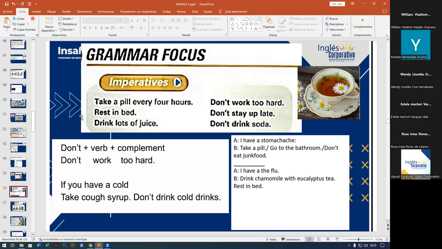Rosa Irma? Perdón, Miss, ¿cuál era la pregunta? It's like here, you can give an instruction for a person that has a stomachache. Imagine that I tell you, I have a stomachache. What can you recommend me? What instruction can you give me? Intestinomicina. Okay, so that will be take? Take, because it's an instruction. Take intestinomicina. Very good. That's nice.